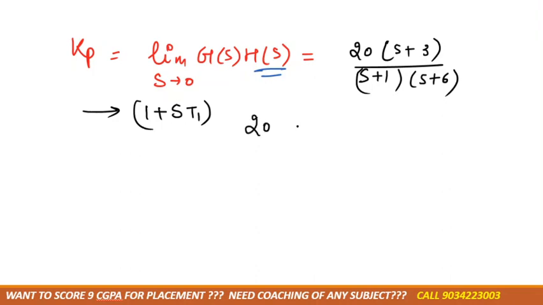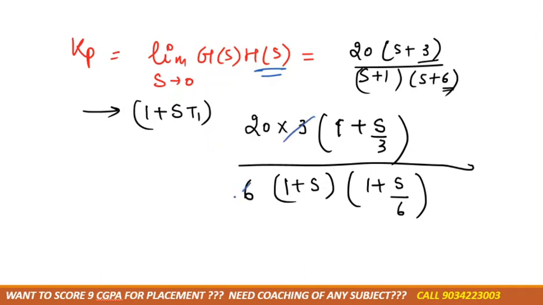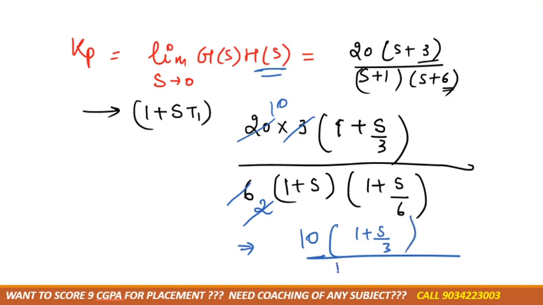So that would be 20 into, I'll take the 3 common, 1 plus s by 3, correct? Similarly it would be 1 plus s, I need to take a 6 common, 1 plus s by 6, correct? So if I cancel out, it becomes 10. So the final answer I will get is 10 into (1 plus s by 3) divided by (1 plus s) (1 plus s by 6). Correct?